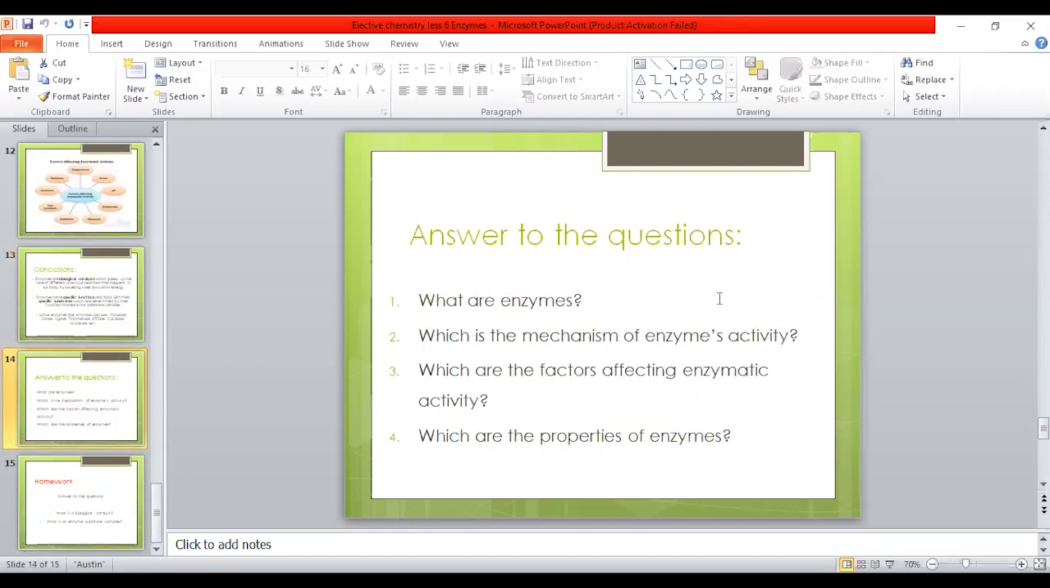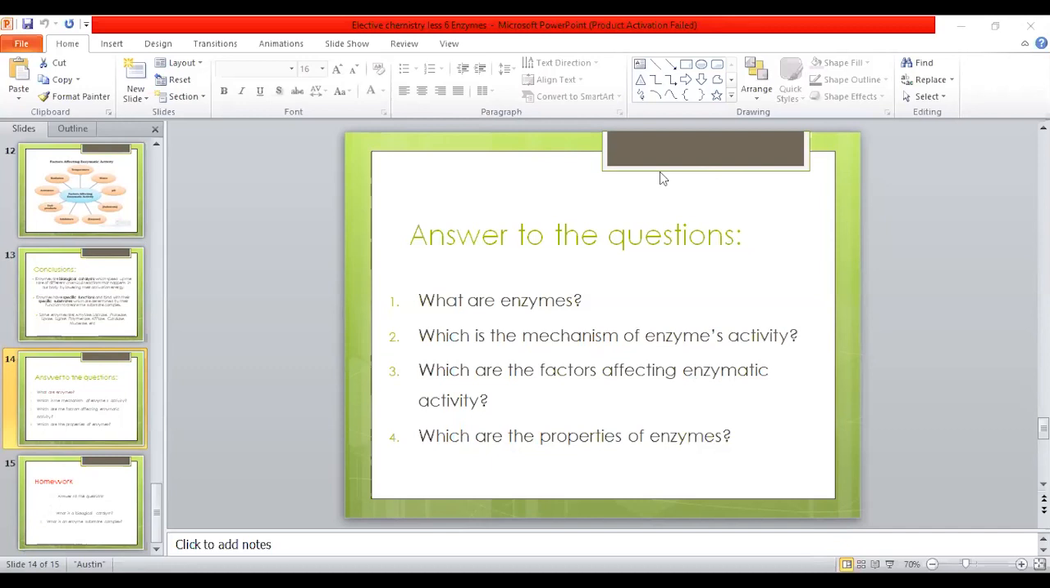Okay, so can you answer these questions? As we just talked about, what are enzymes? Again, who is going to answer? Yes, Amabel? What are enzymes? Enzymes are biological molecules that speed up the rate of a chemical reaction.